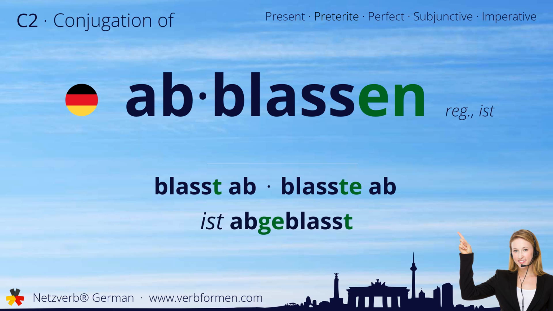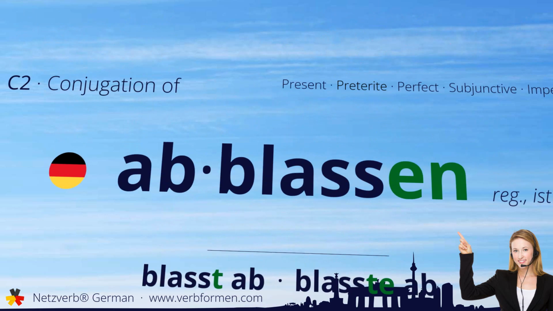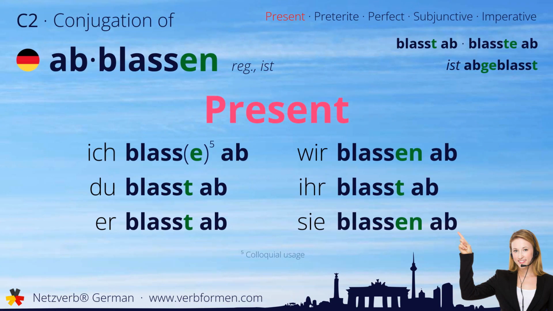Now let's move on to the tenses. First, we'll take a look at the present tense. Ich blasse ab. Du blasst ab. Er blasst ab. Wir blassen ab. Ihr blasst ab. Sie blassen ab.